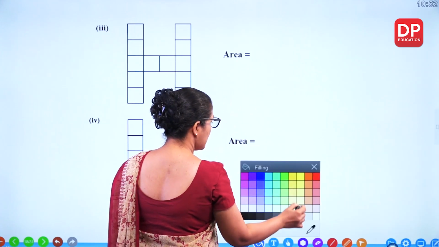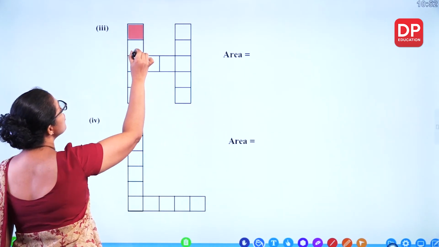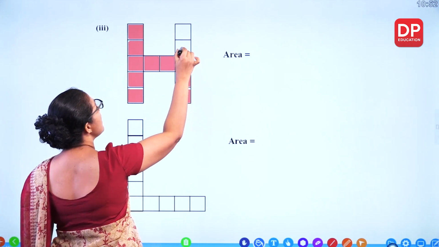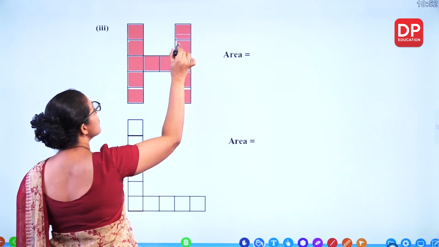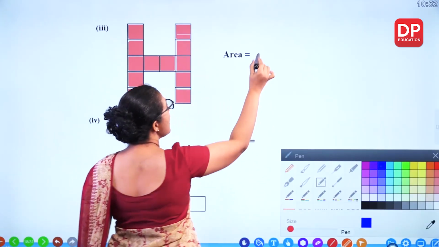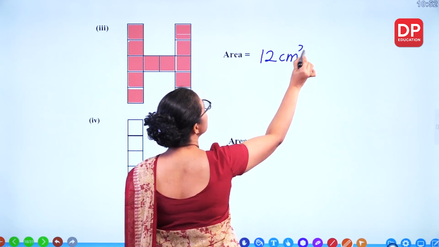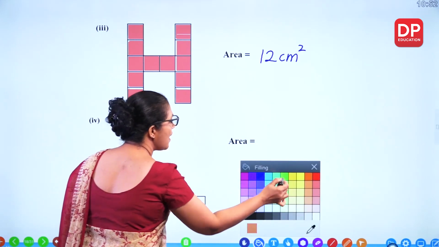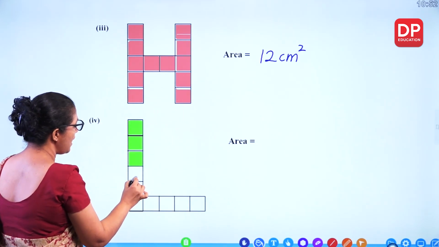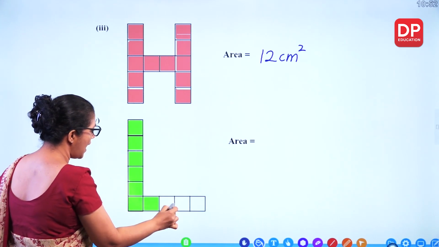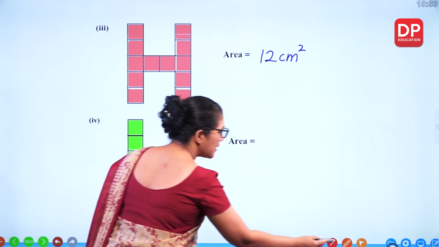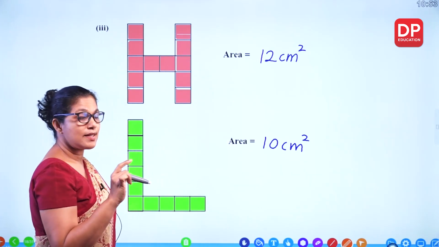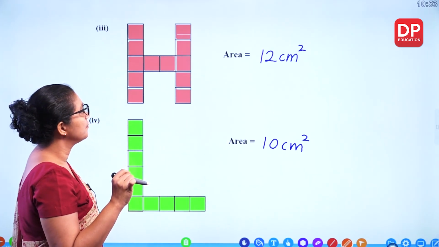What about this one? I'll take a different color. 1, 2, 3, 4, 5, 6, 7, 8, 9, 10, 11, 12. 12 squares are there. So the area is 12 square centimeters. What about this one? How many squares are there? 1, 2, 3, 4, 5, 6, 7, 8, 9, 10. 10 squares. Each one is 1 square centimeter, so 10 square centimeters.